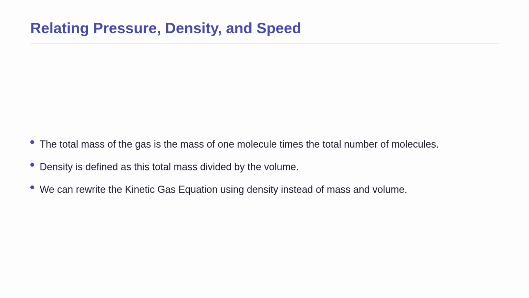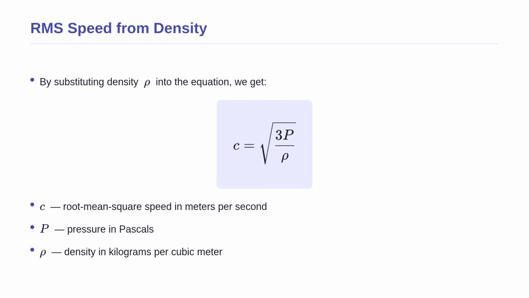By substituting density into our equation, we can create a beautiful, simplified version that directly relates pressure, density, and molecular speed. Let us look at the mathematical form of this relationship. By replacing the mass over volume term with the Greek letter rho for density and rearranging to solve for speed, we get this formula. The root mean square speed, c, is equal to the square root of 3 times the pressure P divided by the density ρ.